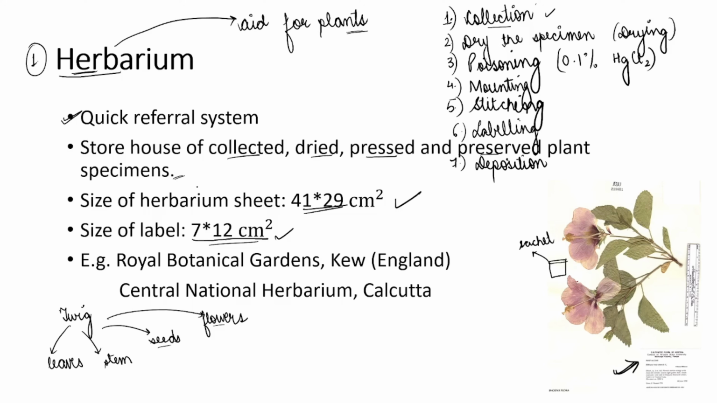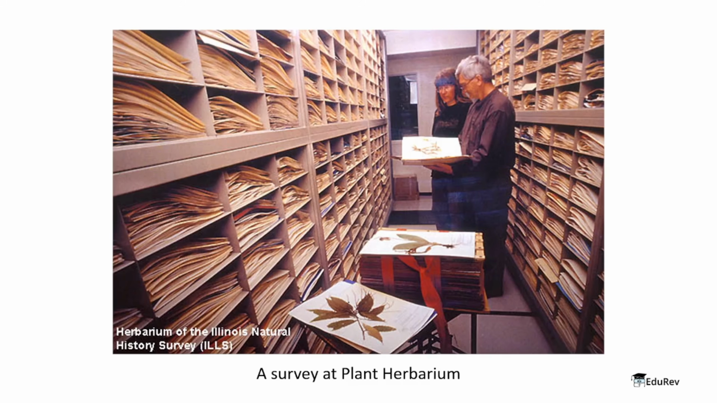So there are herbariums that are present at the national level. For example, the Royal Botanical Garden at Kew in England and the Central National Herbarium at Calcutta. As you can see, there is a survey of the plant herbarium. So this is what a normal herbarium looks like.